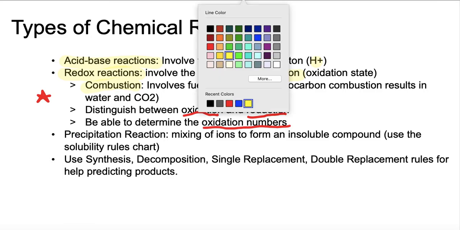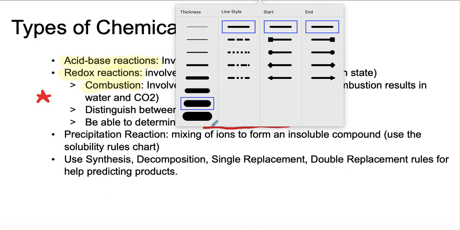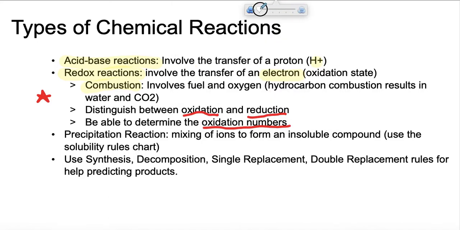All right, so the next kind of reaction is a precipitate reaction. This is usually a double replacement. You mix two substances that are soluble, two ionic compounds that are soluble, and they form an insoluble compound. You would have to use a solubility rules chart to be able to figure out which one is insoluble. Hopefully you are starting to recognize some of those things.